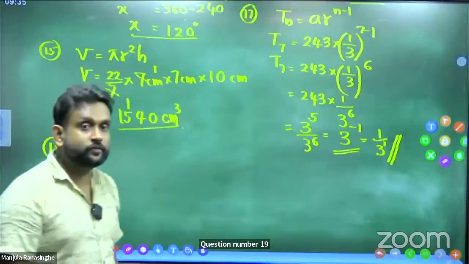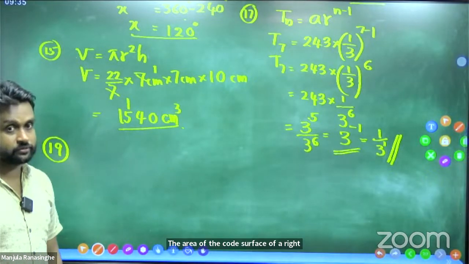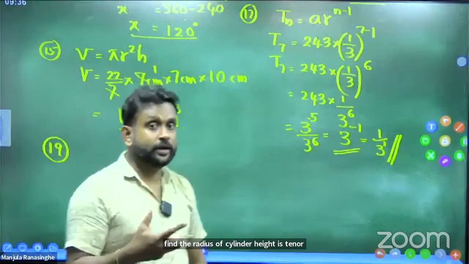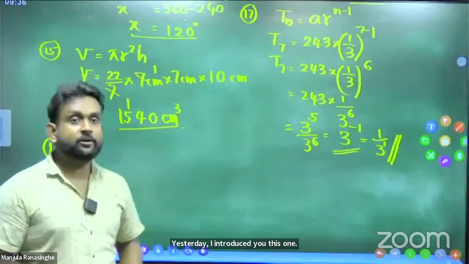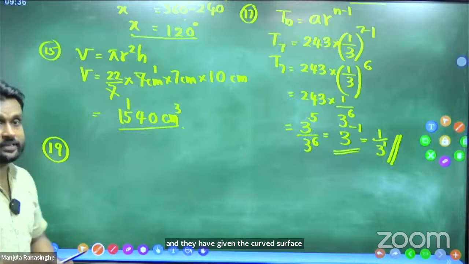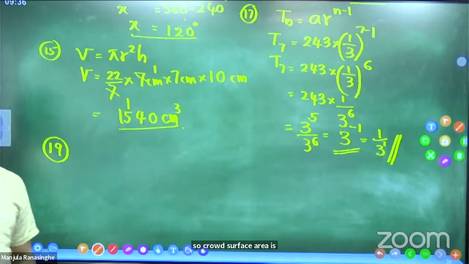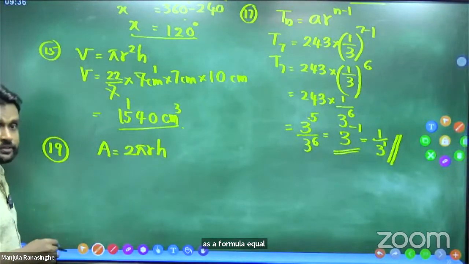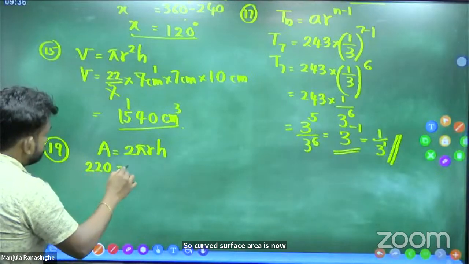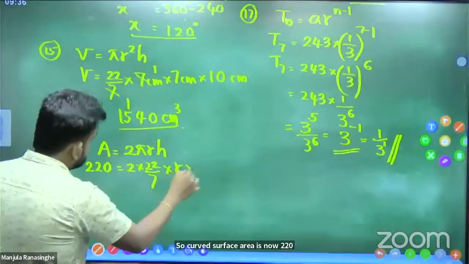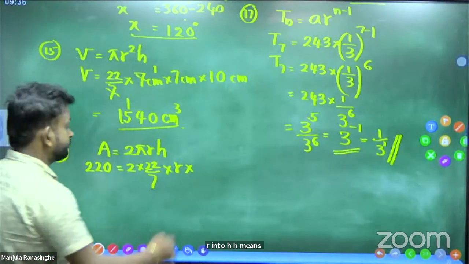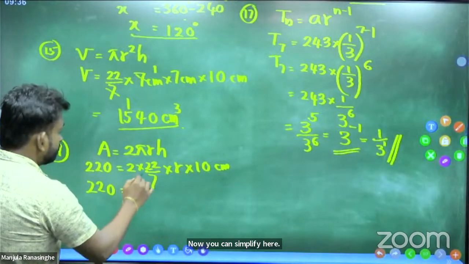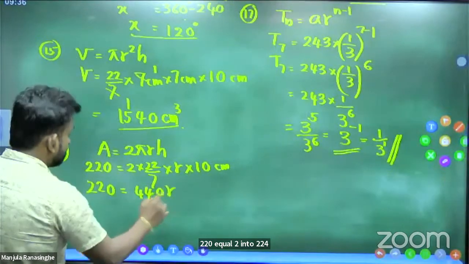The area of the curved surface of a right circular cylinder is 220 square centimeters. Find the radius of the cylinder, height is 10 cm. Yesterday I introduced you to this one. They have given the curved surface area and they are asking to find the radius of the cylinder. The curved surface area formula is 2 pi R H. So 220 equals 2 into pi into R into H, where H, the height, is given as 10 centimeters. Now you can simplify here: 220 equals 2 into 22 over 7, 44 into 10 means 440 R upon 7.